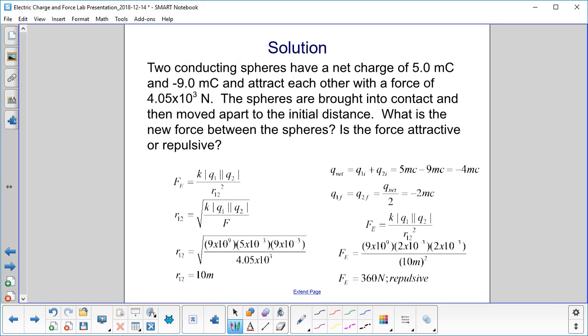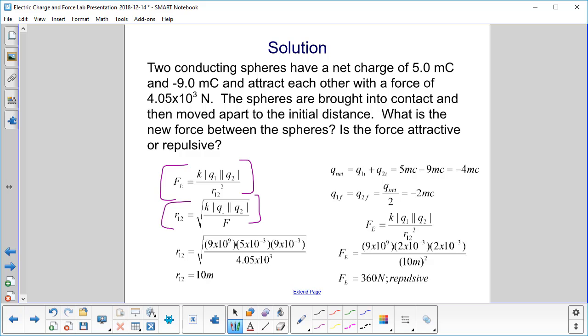We start, as always, with Coulomb's law. And then the first thing we have to do is find the distance between the two spheres if we want to find the force later on when the charges change. So we rearrange the equation to solve for the distance. Always do that first, don't just plug the numbers in.